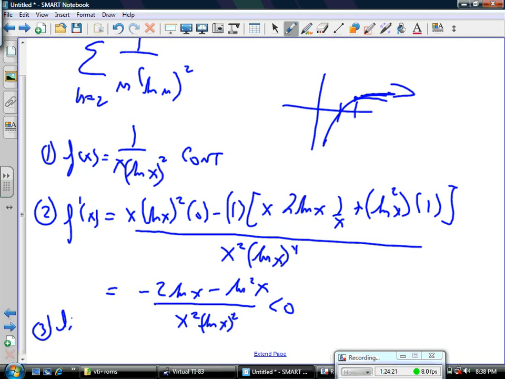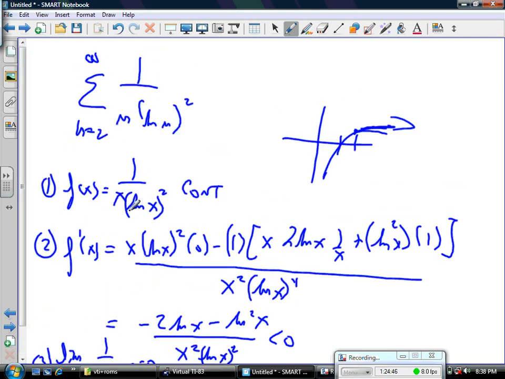And 3 is the limit as x goes to infinity of the function is 0. This is what I call bottom heavy. It's a constant over humongous. Bottom heavy, 0. Right? Okay, so all 3 antecedents of the theorem for the integral test are met, so therefore you can apply the integral test. Okay, let's apply. So I'm going to integrate this from 2 to infinity.